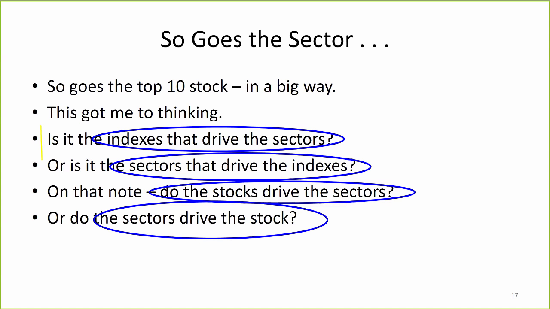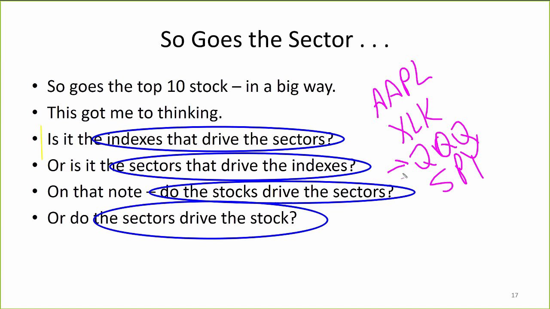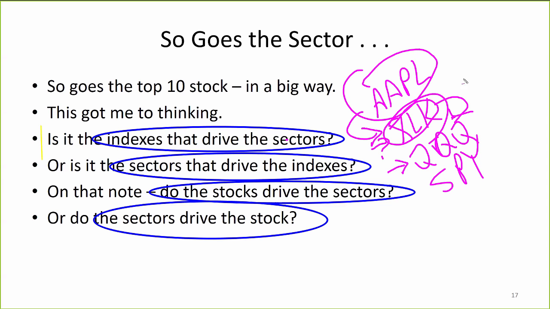And if we look at this a little more cleanly, let's say, what about Apple? Apple is part of XLK, and it's also part of QQQ, and it's part of the SPY as well. When the Qs move, is that what drives XLK? Or when XLK moves, is that what drives the Qs? Or when Apple moves, does that drive XLK? Or when XLK moves, does that drive Apple?